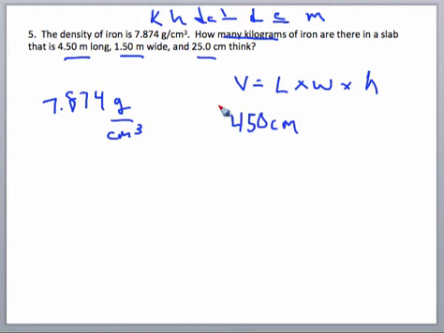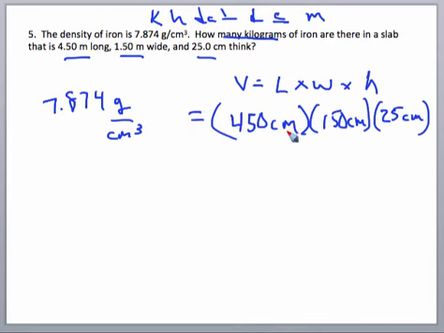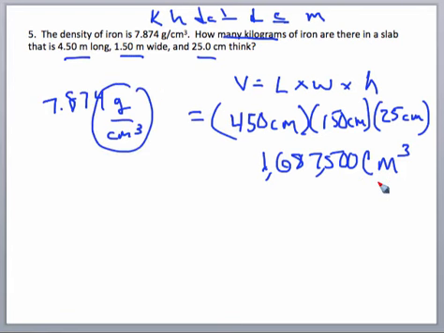Move the decimal over 2 places for the next one. 150 centimeters, and then 25 centimeters. So this is going to give us, when we're done, centimeters times centimeters times centimeters is centimeters cubed. So when you do that math, you should get a rather large number of 1,687,500 cubic centimeters.